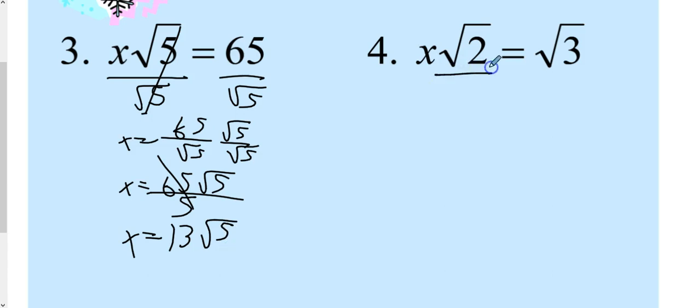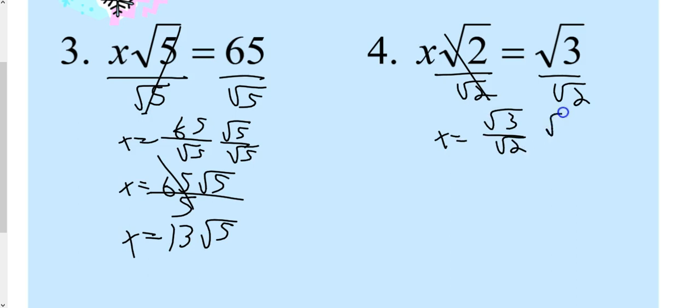Number 4, divide by the radical. Divide by the radical. Cancels. X equals radical 3 over radical 2. Now this is a little bit different than what we've done so far, because here we have an inside and an inside. So this is simply going to be x equals the square root of 6. 3 times 2 is 6. Radical 3 times radical 2 is radical 6. That's all. And at the bottom we end up with a 2. And remember, the 2 does not go into that 6, because one's an inside number, one's an outside number.